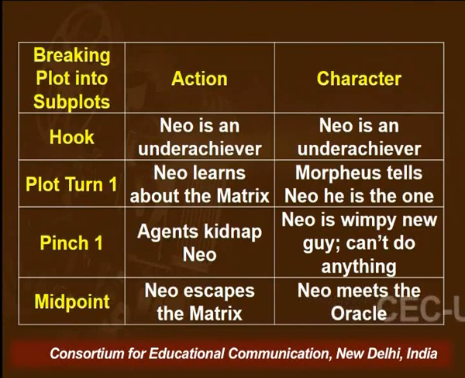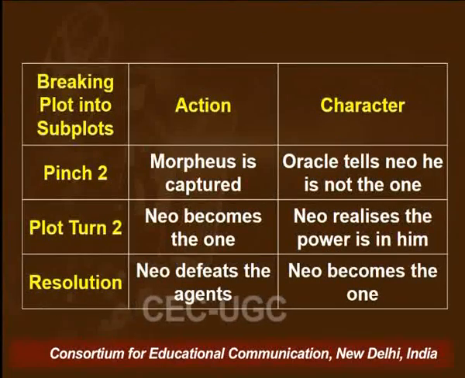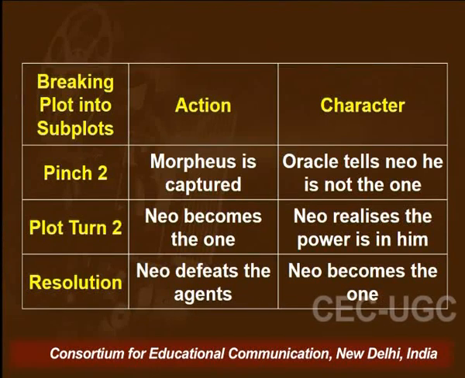Let's understand these 4 story structures. One part belongs to action, then the second part is characterized in character format. Let's see how it is working action-wise. In terms of action, as you see on your screen, Neo is an underachiever, then Neo learns about the Matrix, the agent kidnaps Neo, then Neo escapes the Matrix, then Morpheus is captured, Neo becomes the one, and Neo defeats the agent.